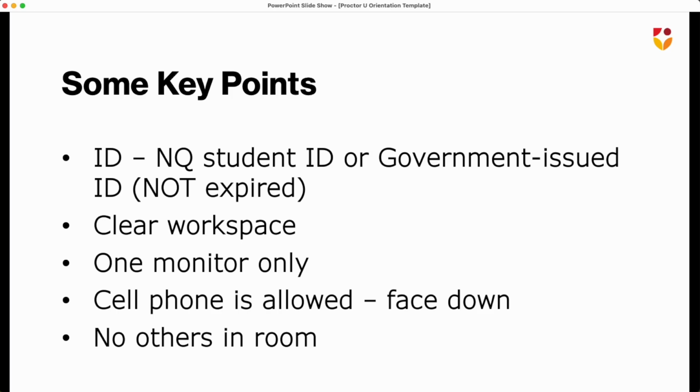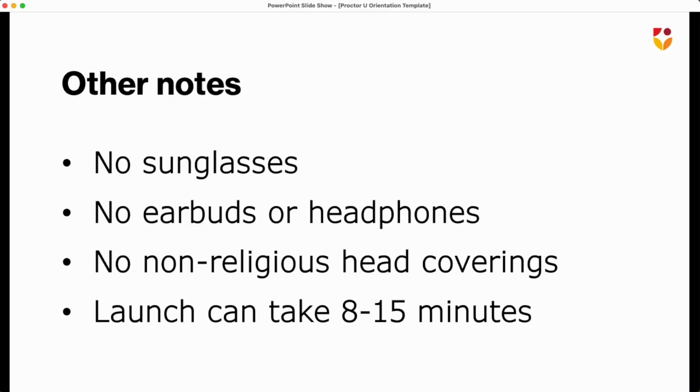A cell phone is allowed. Make sure that it is face down. The reason for the cell phone is just in case there are some technical issues, so the proctor can get a hold of you. Now, the other thing is no others are allowed in the room as you write the exam. A few other notes: no sunglasses are allowed, no earbuds or headphones, no non-religious head coverings, and the launch can take 8 to 15 minutes. The reason for this is they will be trying to connect you with an available proctor.